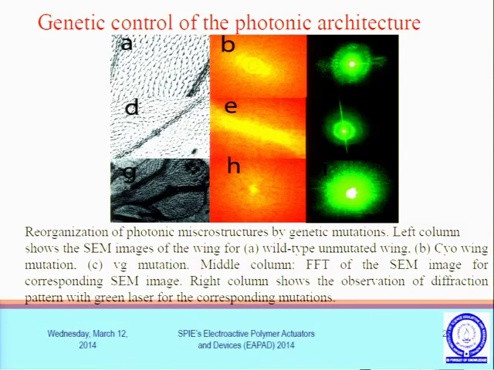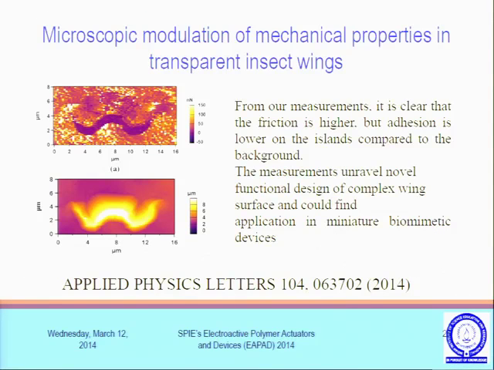One more interesting thing we have observed is that one can use our technique to probe genetic mutation on the wing surface. Suppose this one is without mutation, and we shine a laser on this wing surface, then we can say that there is a diffraction pattern. We have also measured some microscopic modulation of mechanical properties of transparent insect wings. We have seen that there is a background and a structure having at least two orders of magnitude difference in adhesion and friction properties.